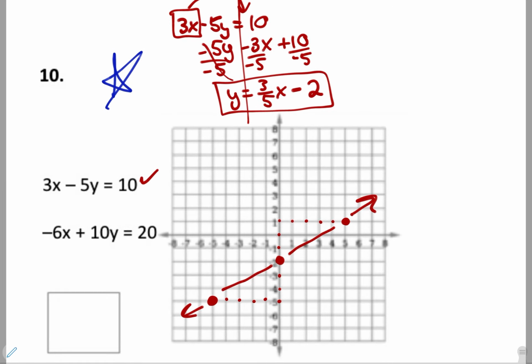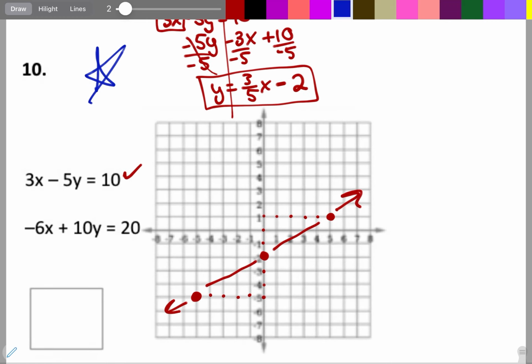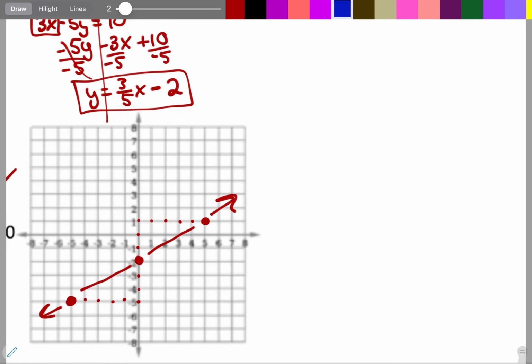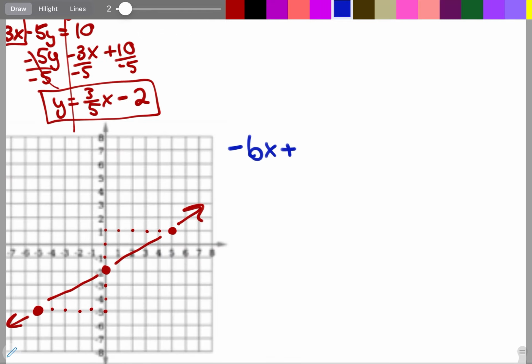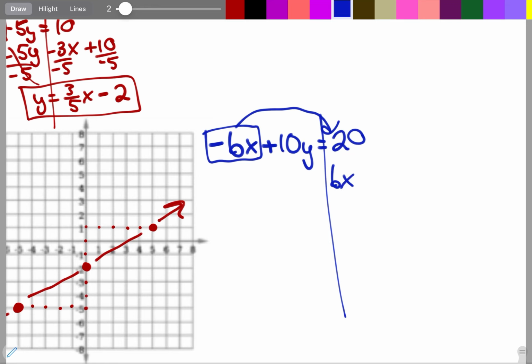Now for the next one here, let's go ahead and do side work for this guy. I'm going to put it on this side. What is that? -6x plus 10y equal to 20. First thing we're going to do is pick up the -6x and move it to the other side. That becomes +6x plus 20. Then we'll divide by 10 everywhere.